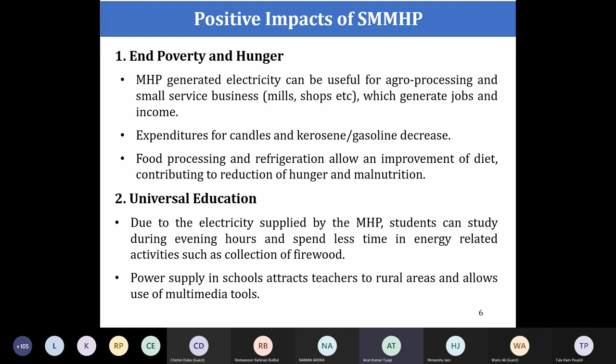Power supply in school attracts teachers to rural areas and allows use of multimedia tools. Like they can start online classes or they can use other means of social media to teach the students. Next.